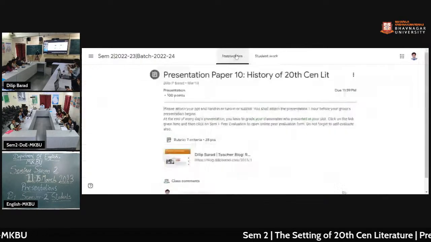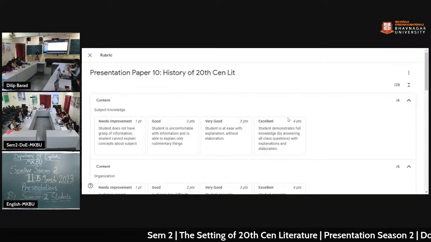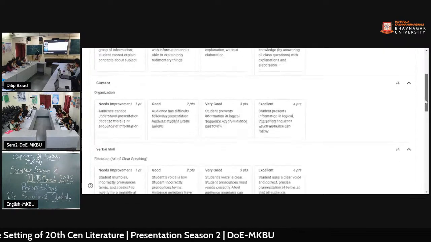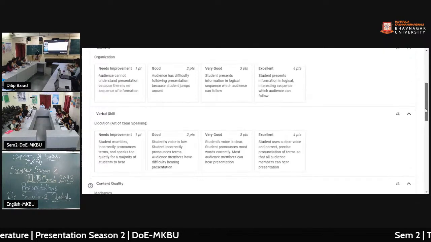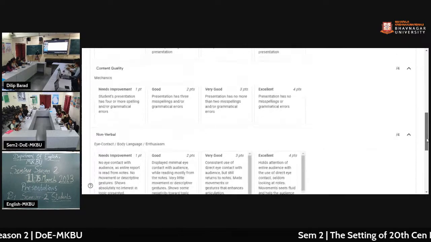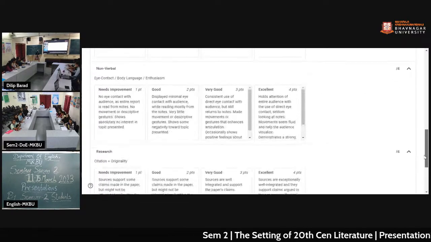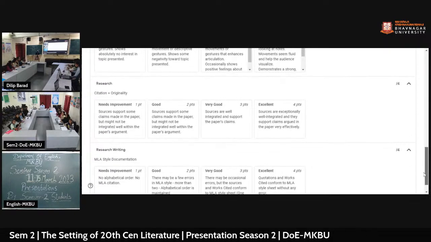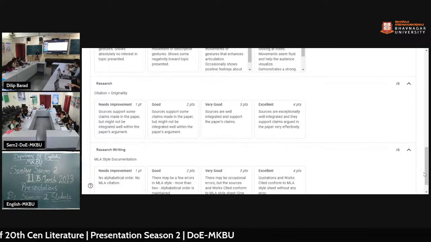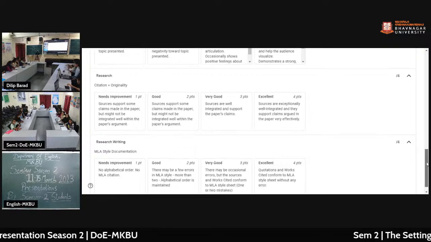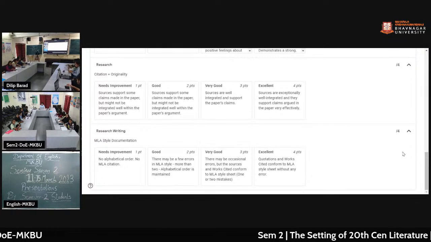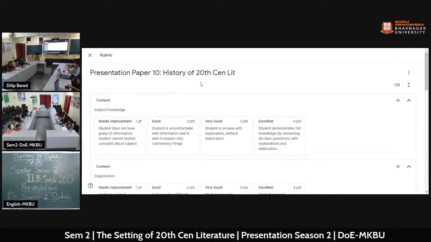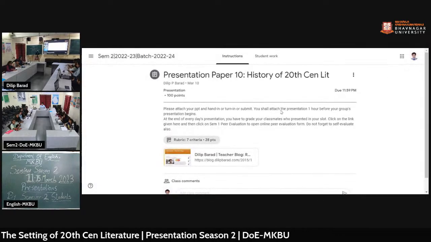In Google Classroom, you are evaluated by the teacher on this rubric, wherein your subject knowledge, your organization of ideas, the way you answer the questions, your elocution, the mechanics of writing, your eye contact and non-verbal things. And then the final two parameters are about research-based academic writing, where originality of writing, the sources which are referred, how they are cited. We follow MLA style documentation. So how well you have done that also is referred to in this rubric for the evaluation by the teacher.